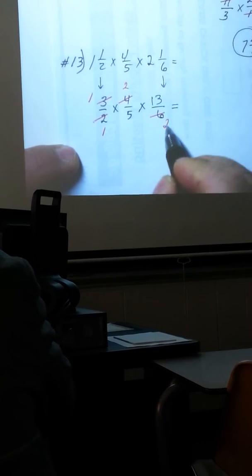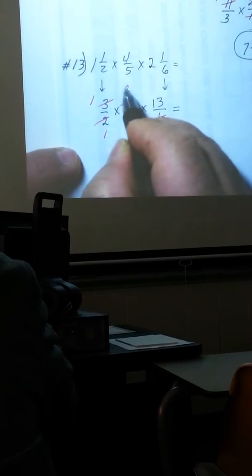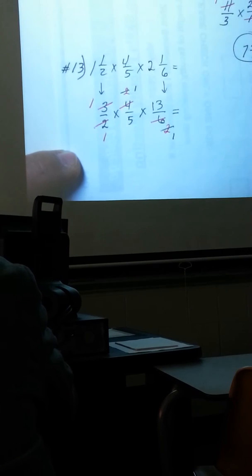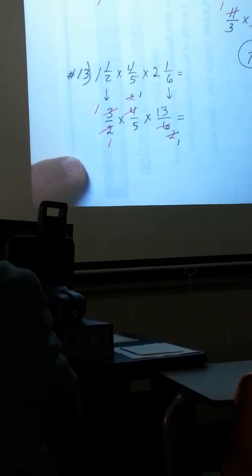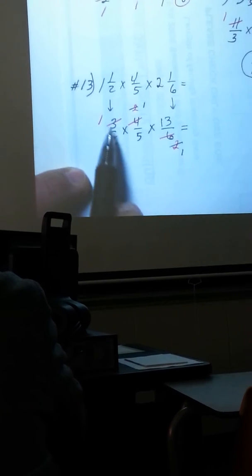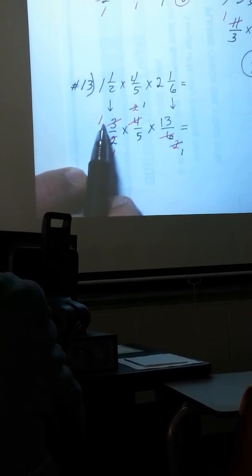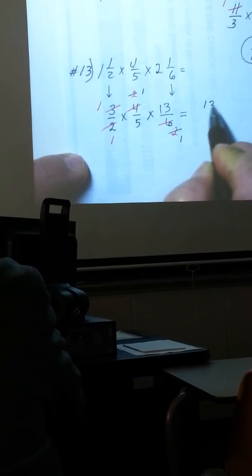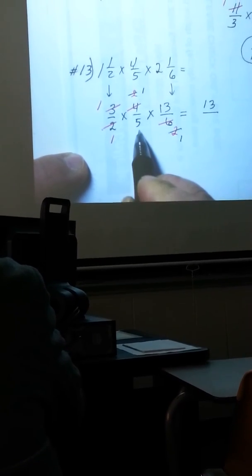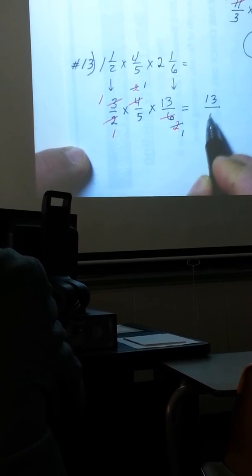Okay. I'm gonna change color here. Back to 1, back to 1. Left out are 5 and 13. I can't reduce those two. I'm gonna multiply across. 1 times 1 is 1. 1 times 13 is 13 over 1 times 5 is 5. 5 times 1 is still 5.